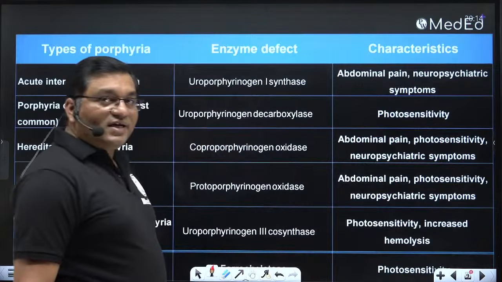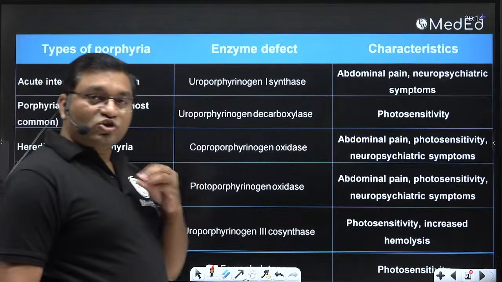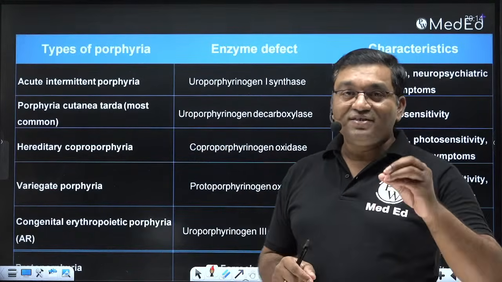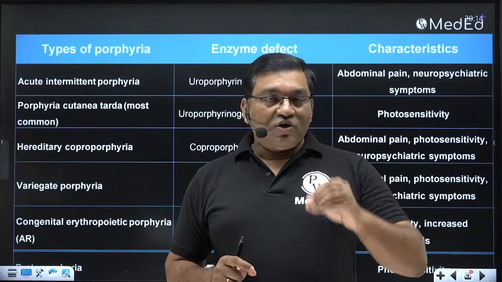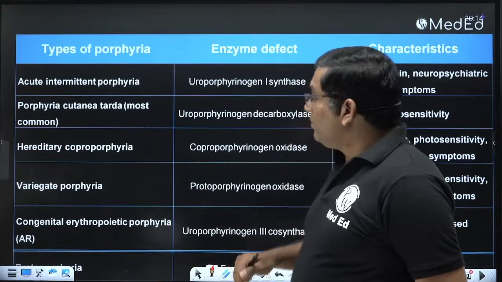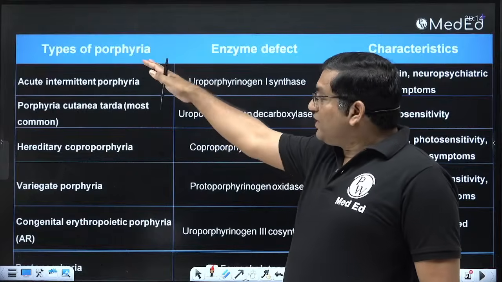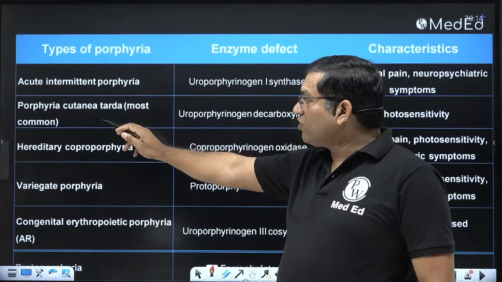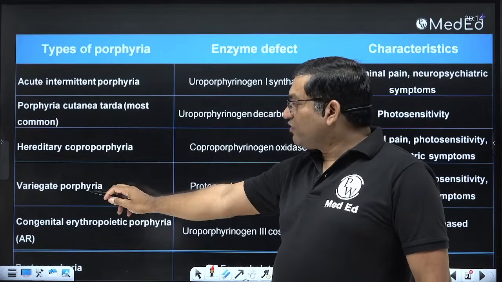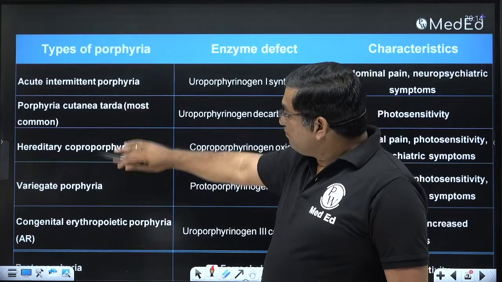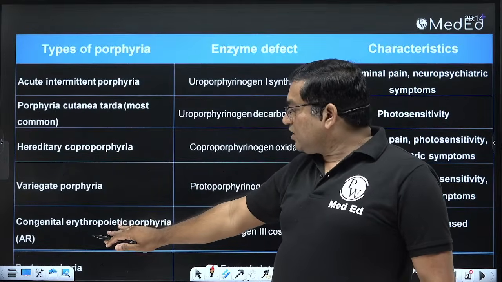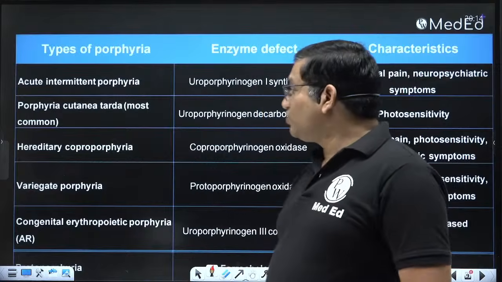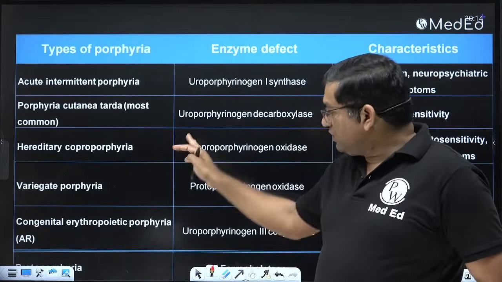Different types of porphyrias are there: hepatic porphyrias and erythropoietic porphyrias. It depends on the organs in which the enzyme is defective. If it is in the liver, it is known as hepatic porphyria. The 4 important hepatic porphyrias are acute intermittent porphyria, porphyria cutanea tarda, hereditary coproporphyria, and variegate porphyria. Congenital erythropoietic porphyria and protoporphyria are the erythropoietic porphyrias. So you may get a short note on the porphyria. Okay, we will discuss this also, just wait.